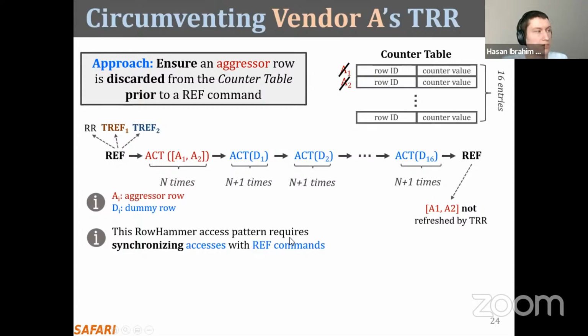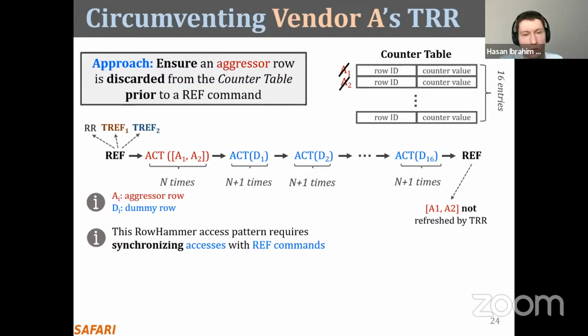These RowHammer access patterns require synchronizing accesses with refresh commands, right? So here we need to know when the refresh happened, and so we can immediately follow that refresh command with the actual hammers and then follow them with dummy row activations.